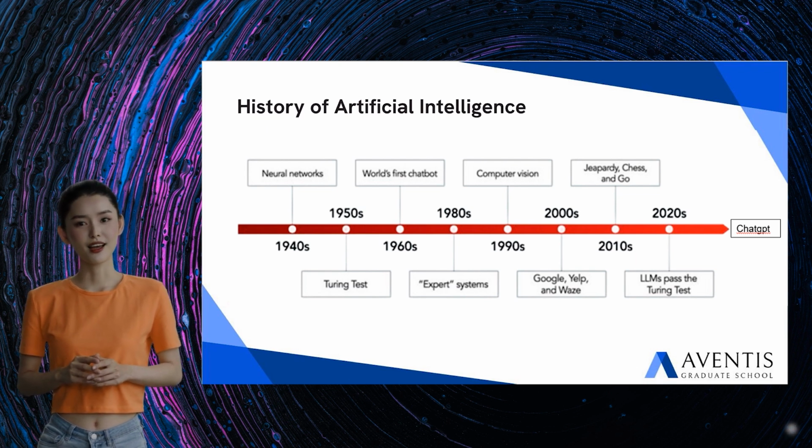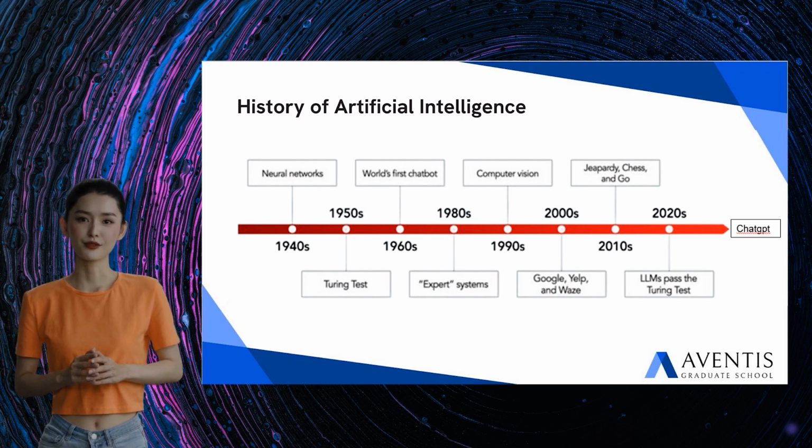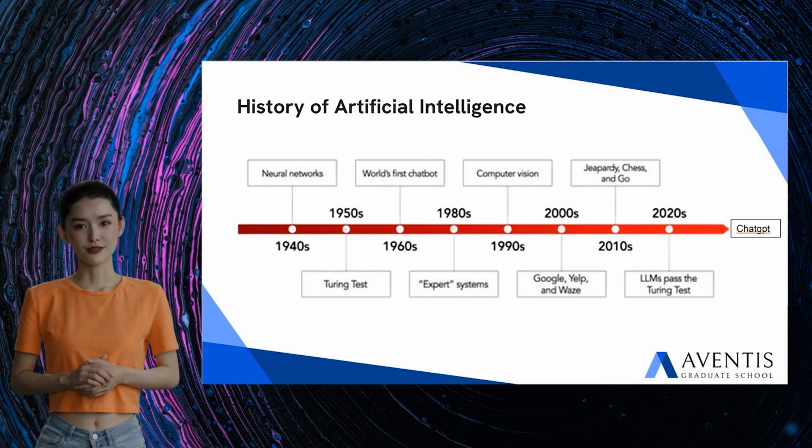2010s. AI achievements in games. The 2010s were marked by AI's remarkable achievements in complex games. AI systems defeated human champions in games like Jeopardy, chess, and Go, showcasing their advanced problem-solving and strategic thinking abilities.